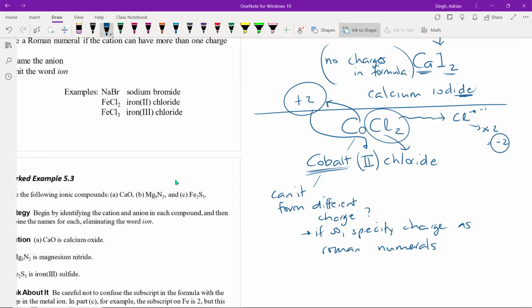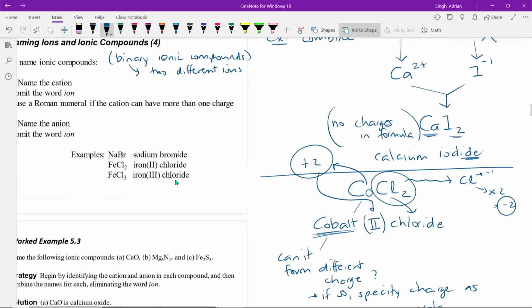Okay, so for your binary ionic compounds, when we name them, the cation goes first, followed by the anion. Okay, so just like the way the formula is written. And then if we need to, we will insert our Roman numerals if the cation can have more than one charge.